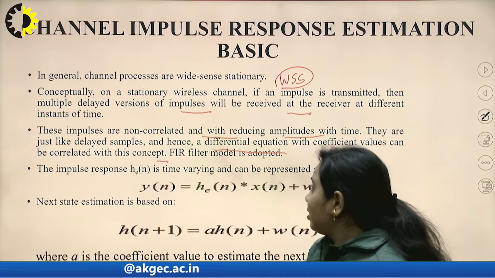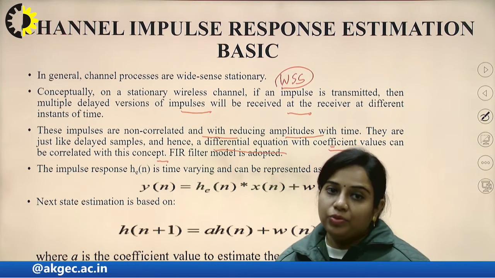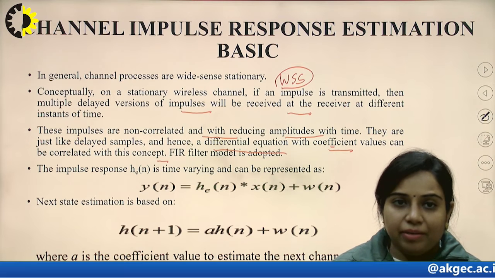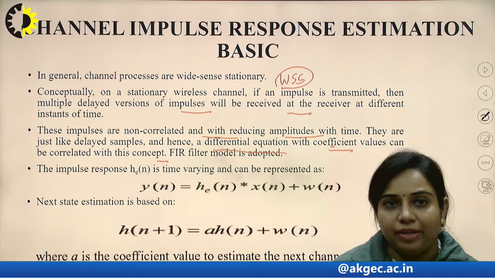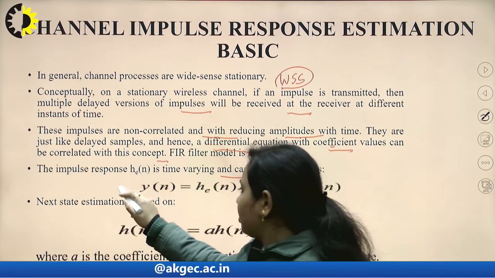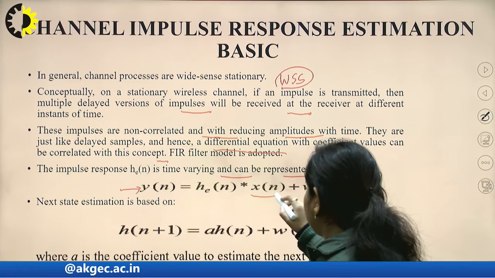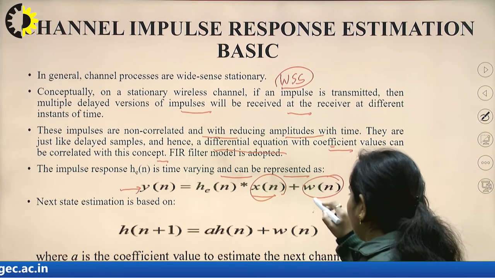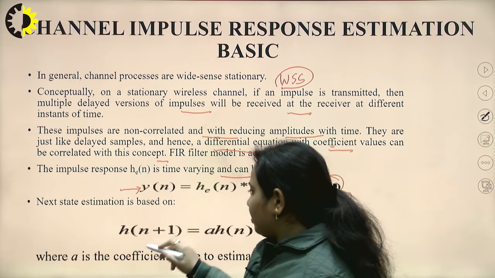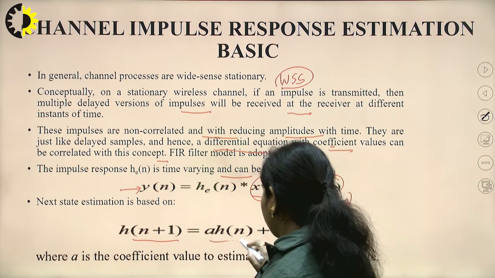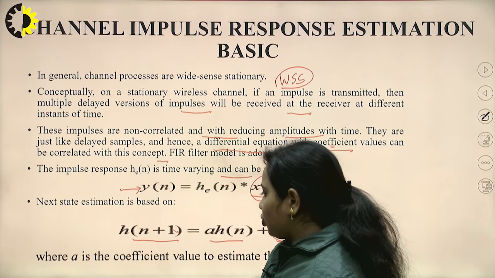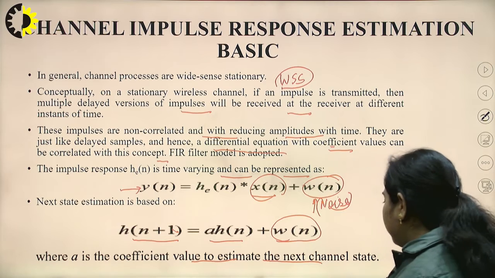So, the FIR filter model is adopted over here, that is finite impulse response, because an IIR filter, which is infinite impulse response, is of no use. So, basically we are using the FIR filter for the purpose of channel estimation. The impulse response is time varying and can be represented by this equation: Yn equals Hn convolved with Xn plus Wn. Xn is the input signal, and Wn is the noise which will affect the channel. Next state estimation is based on Hn plus 1 equals A Hn plus Wn. Wn is again noise. This is the shifted version of the channel impulse response. A is the coefficient value to estimate the next channel state.